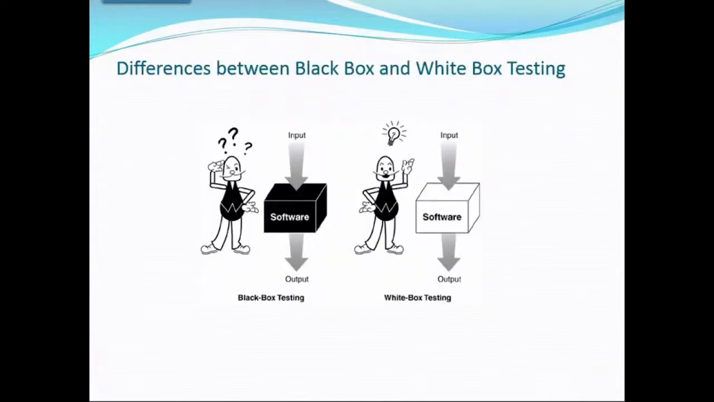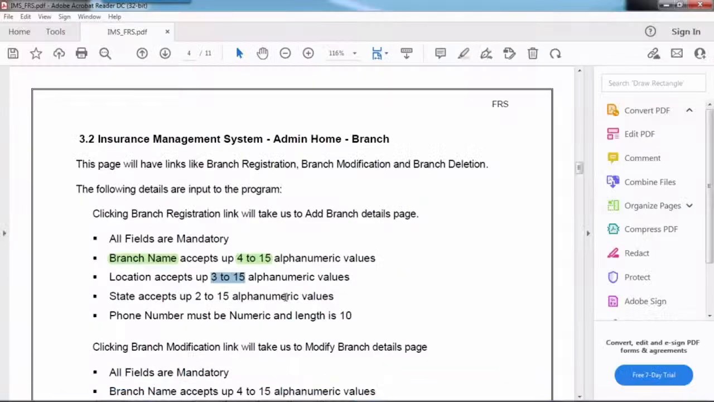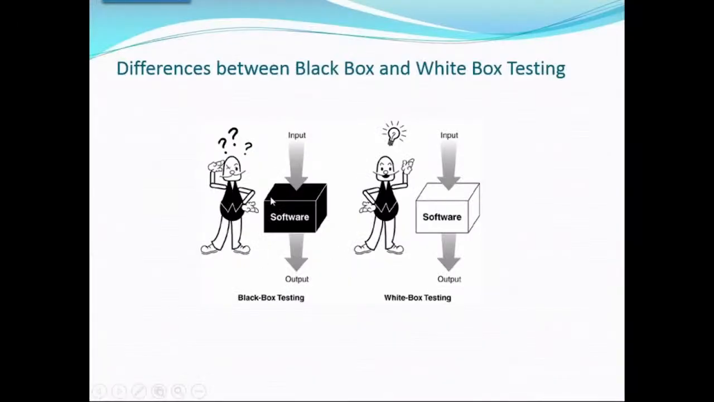Now see here, if you understand this diagram, we don't know the code, right? But every time we get a question mark whether this is right or not. How will you confirm? They will provide the requirement document, right? Based on the requirement document, I will confirm, oh, the branch name will take 4 to 15 characters, and that too alphanumeric values. So I will always confirm with the requirement.